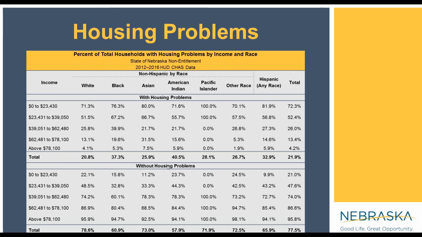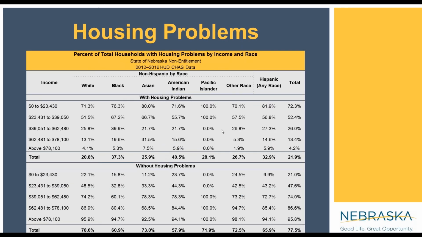But when you break it down by race, we do see that 40.5% of American Indian households are experiencing a housing problem. So that's almost double the jurisdiction average. So we would say that the American Indian population is experiencing disproportionate housing problems. African American households are also at 37.3%, higher than the jurisdiction average, and then Hispanic of any race is 32.9%. So we do see some peaks among racial breakdowns.